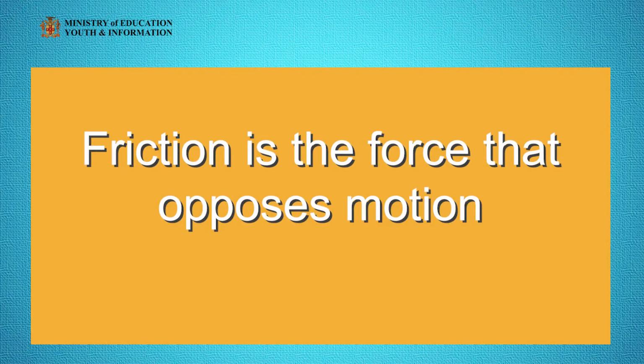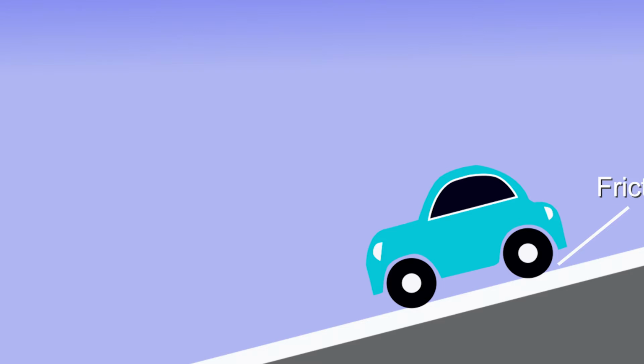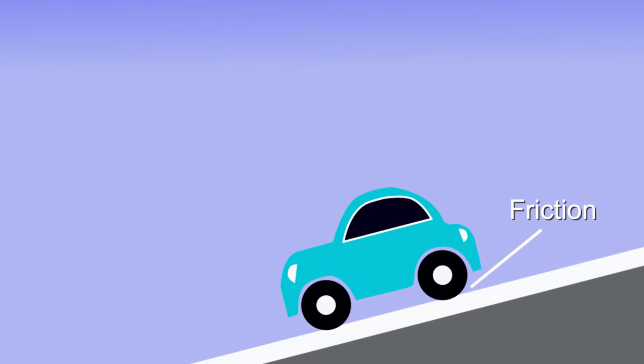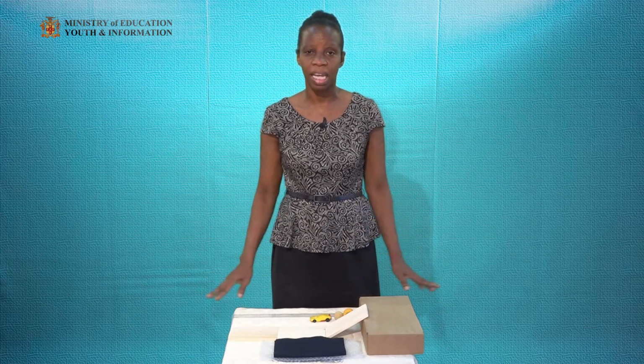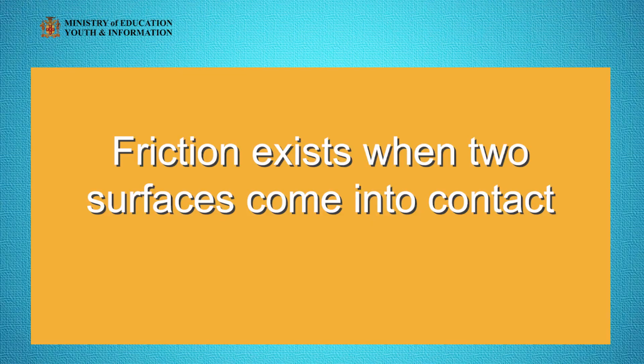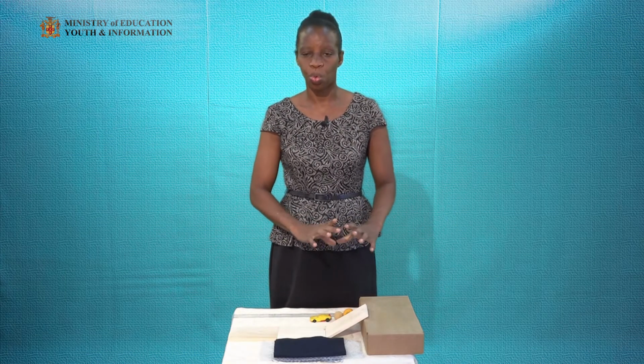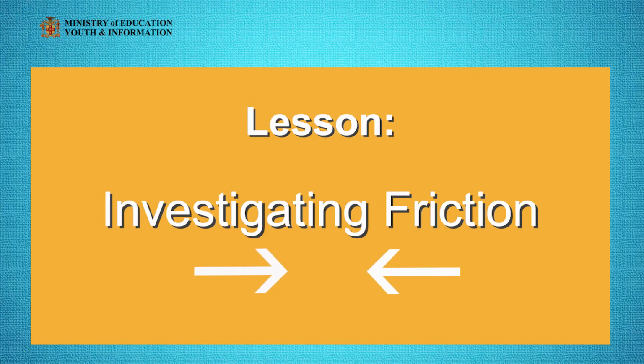Good. So you may know that friction is that force that opposes motion. But do you also know that friction exists once 2 surfaces come in contact with each other? Yes. So once there is a contact of 2 surfaces, then friction is at play. All right, so today we're going to be investigating friction. Now I want you to work with me to help me to design this experiment so that we can see how friction affects movement. How would you carry out this investigation?